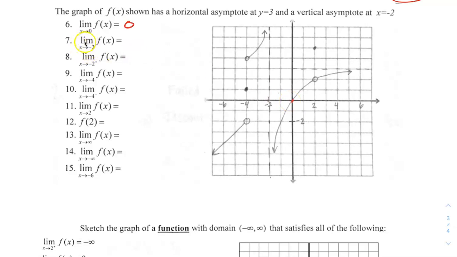Next one, limit as x approaches negative 2. So remember, here's my x. Where's negative 2 at? Right here. So what's the limit? Well, on this side you're going to infinity. On this side you're going to negative infinity. They're not matching. So it does not exist.